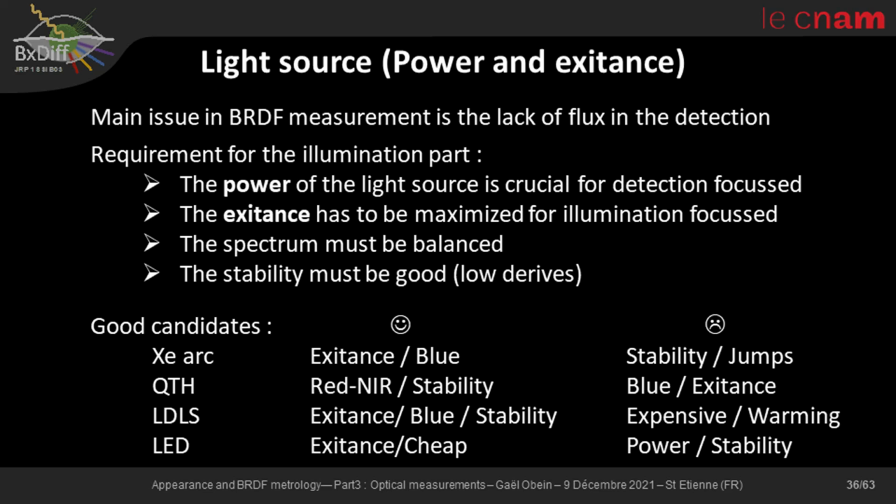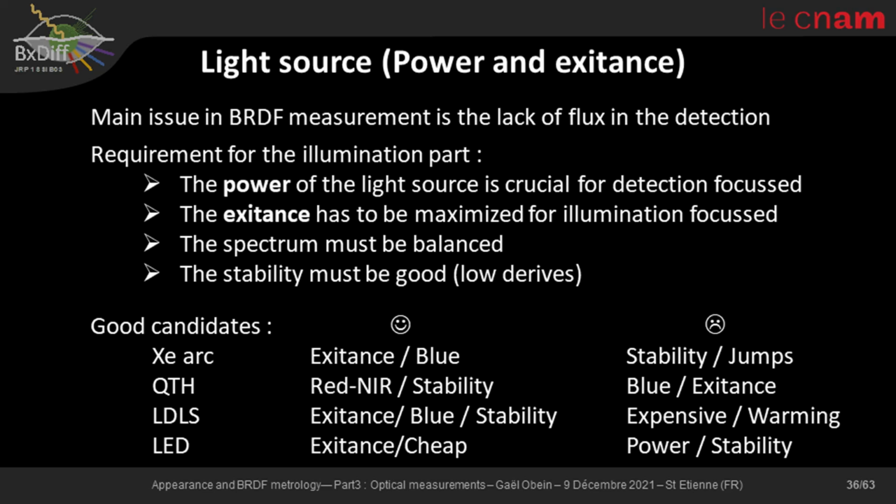And the stability must be very good. This is also important because usually you need to make the ratio of the flux reflected in the direction by the illuminated flux. But in practice, what you will do is measure the illuminated flux, then do all the geometries of the reflected flux, and then come back to control that your beam has been stable. But if during that time you had a variation of the light source while measuring your reflected flux, you make a measurement error. So there are possibilities to monitor the light source, but you really need something very stable.